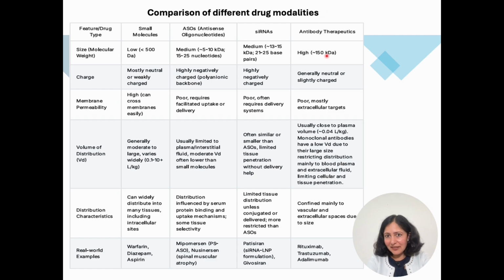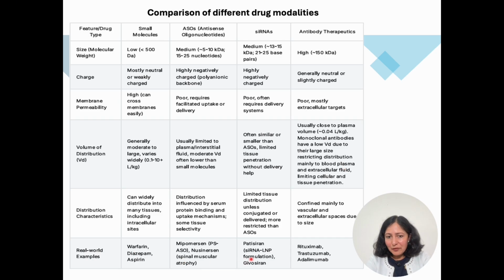Antibodies, on the other hand, are very large, around 150 kilodaltons, and they are mostly confined to the plasma and extracellular fluid, and they have low volume of distribution. Their distribution is largely restricted to the vascular and the interstitial spaces because of their size.